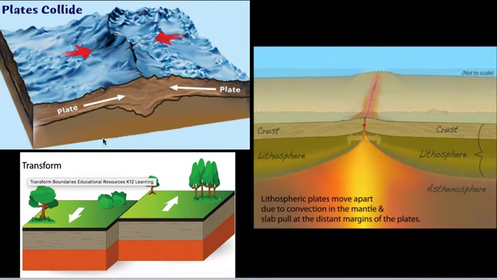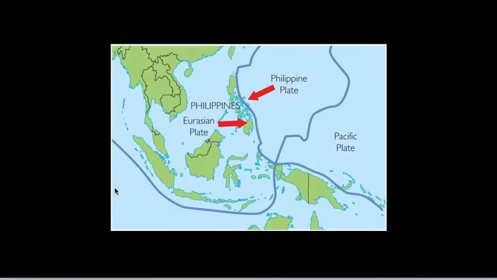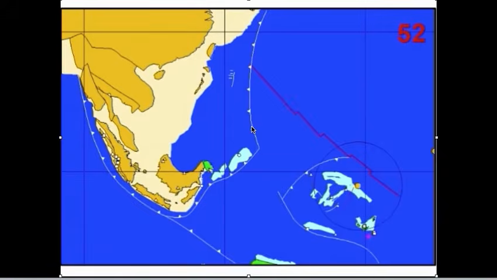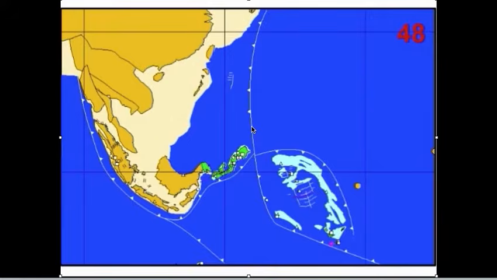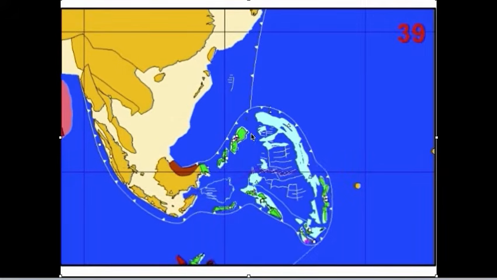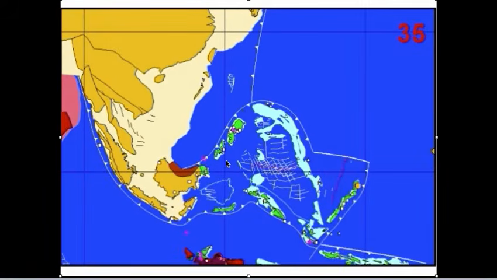We also discussed that as plates collide, the area where they collide rises up, and this was the reason why the Philippine archipelago was created. It was also created by the interaction of the Eurasian plate, Philippine plate, and Pacific plate. And this process took millions of years because every single year tectonic plates move from 2 to 10 centimeters a year. And this movement is thousands of kilometers.